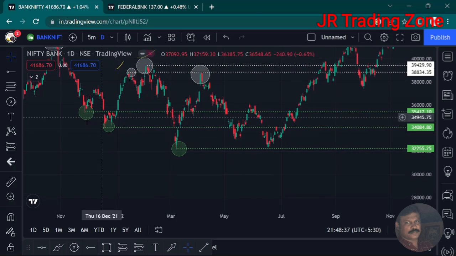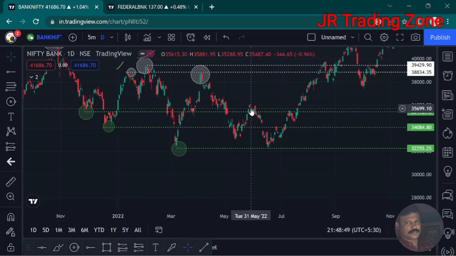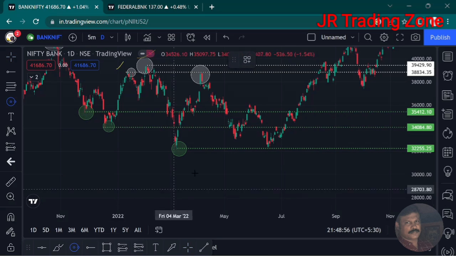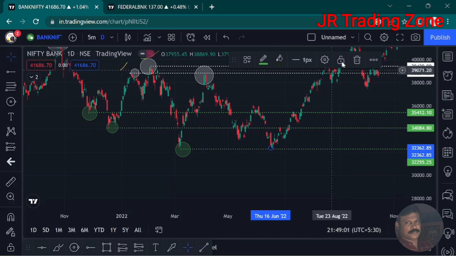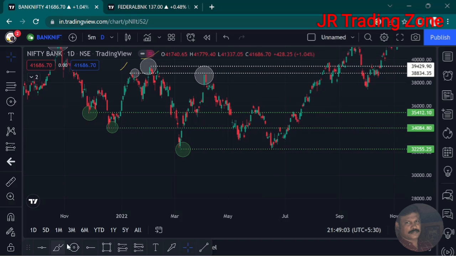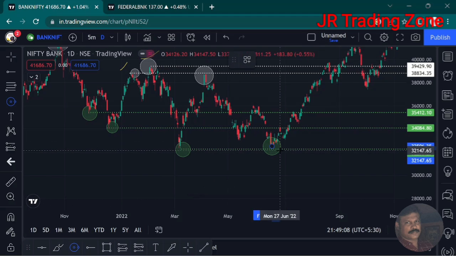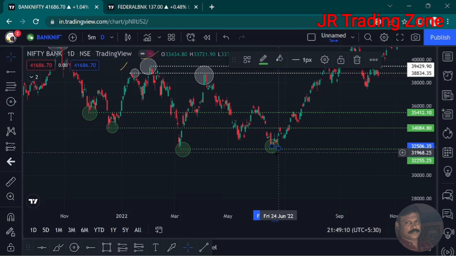You see how beautifully it is acting here. Each and every support, you see. Here there is a support. At this point, it is breaking the support, coming here. Here it's facing resistance. After breaking, the support becomes resistance at this point. Again coming to this support. You see, the basic principle in support and resistance is when a support is broken, it acts as a resistance, and when a resistance is broken, it will act as a support.